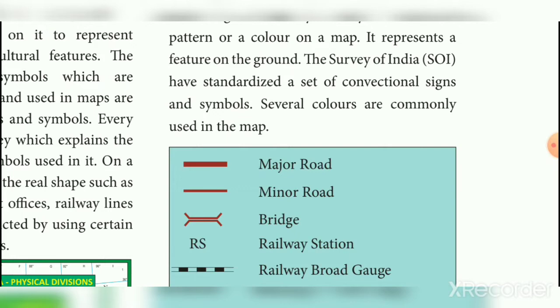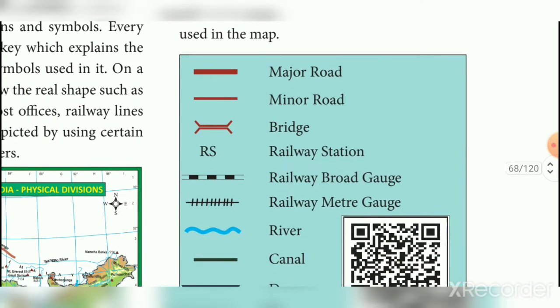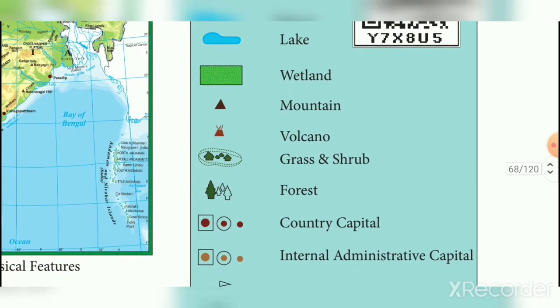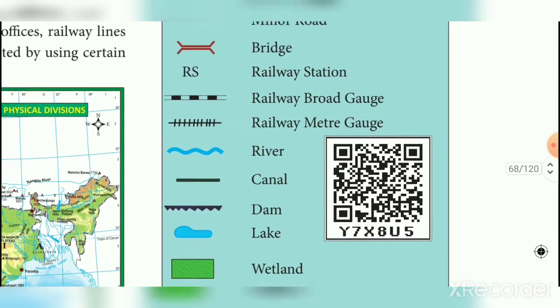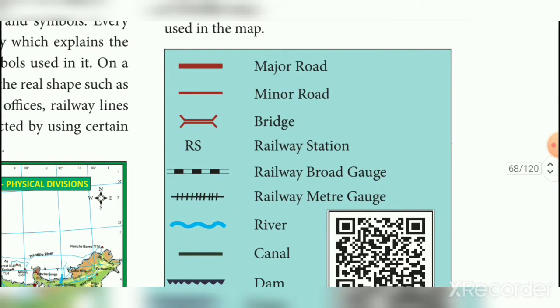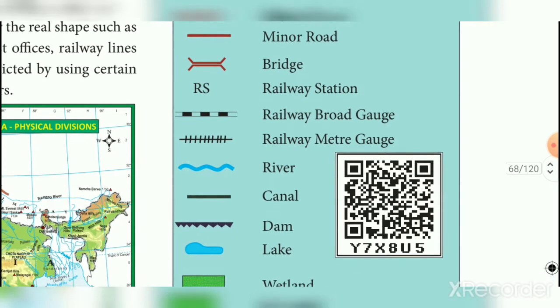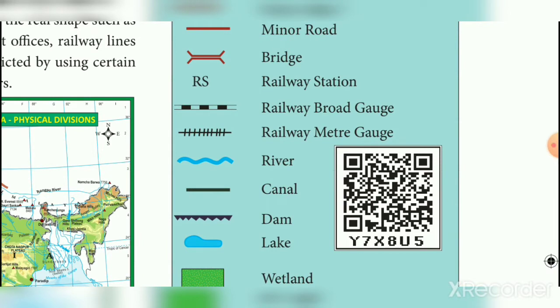Several colors are commonly used in the map. You see here so many signs and colors are used in these signs. For the major road we have to draw a red color thick line, and a thin line tells about a minor road. You see this, the bridge symbol, and RS means railway station. Then you see the railway broad gauge and railway meter gauge.